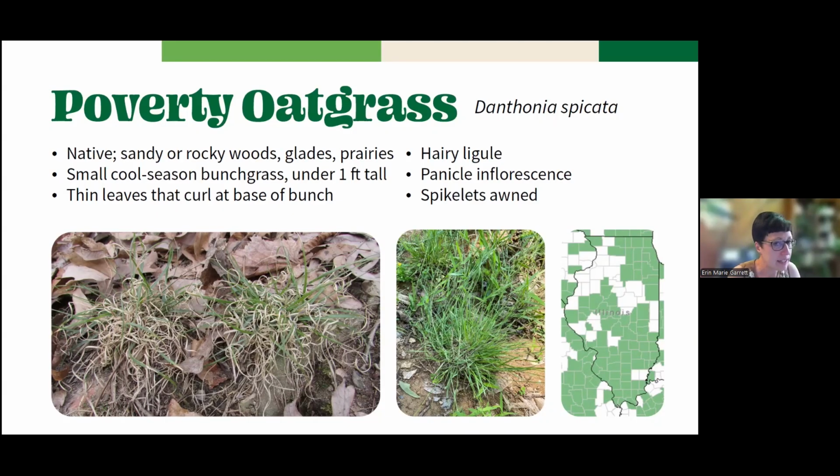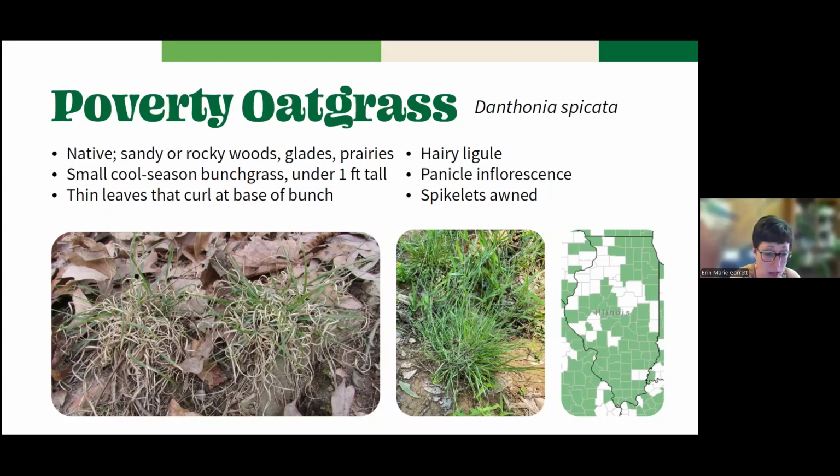We're going to look at poverty oatgrass. Danthonia spicata is our next little native woodland grass. This one's going to be scattered throughout Illinois, so not found in every county. And this is the only grass in its genus. We just looked at 3 different ryes out of 10 in Illinois. This is the only Danthonia grass in Illinois. This one is, I think, super easy to identify based on a single characteristic, but let's go through them all.